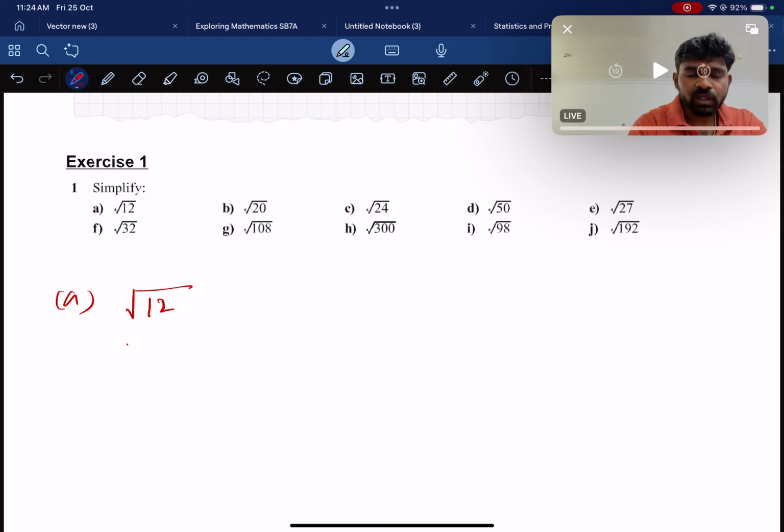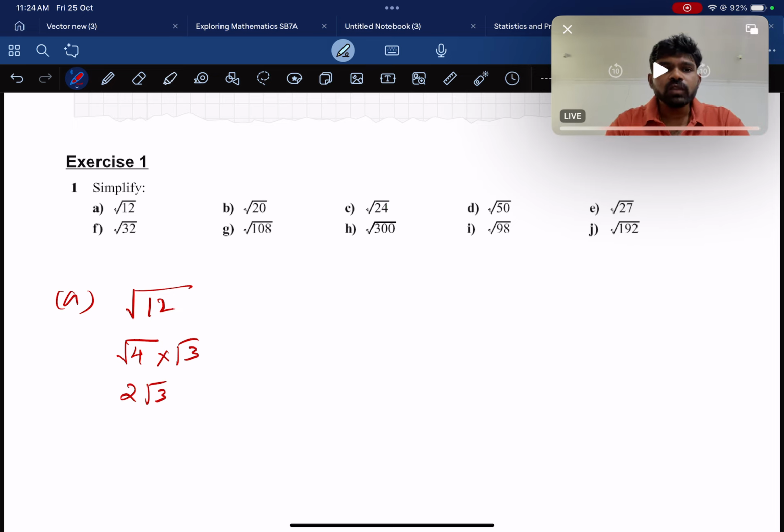I'll be writing root of 12 as root of 4 times root of 3, which means root of 4 becomes 2 and root of 3 will be as it is. So my answer for root of 12 is 2 root 3. Remember that whenever you are simplifying surds, one of the values should be a perfect square value.